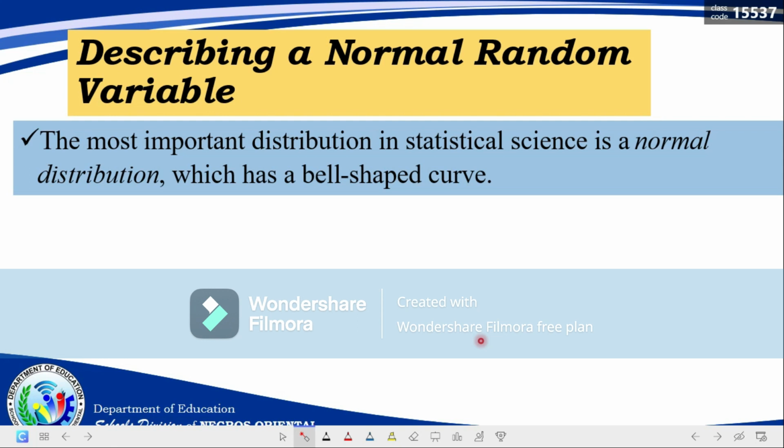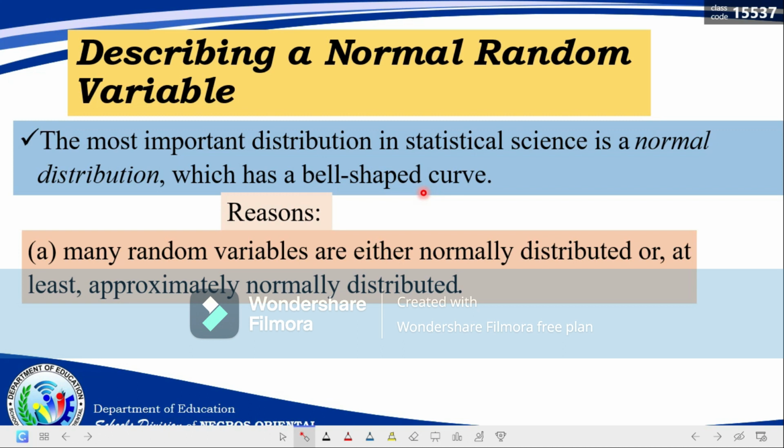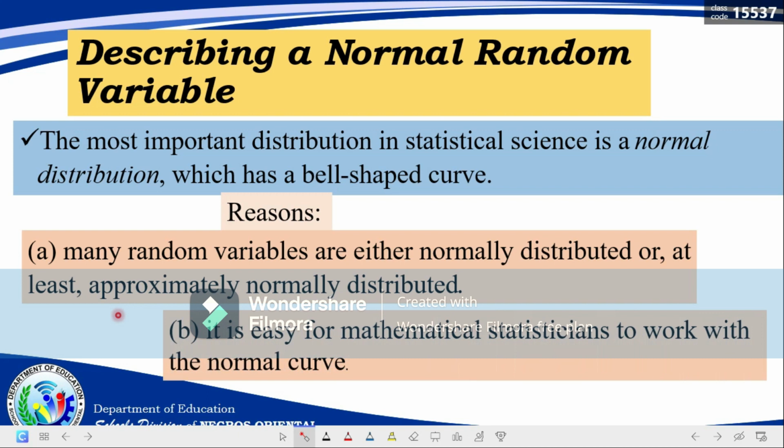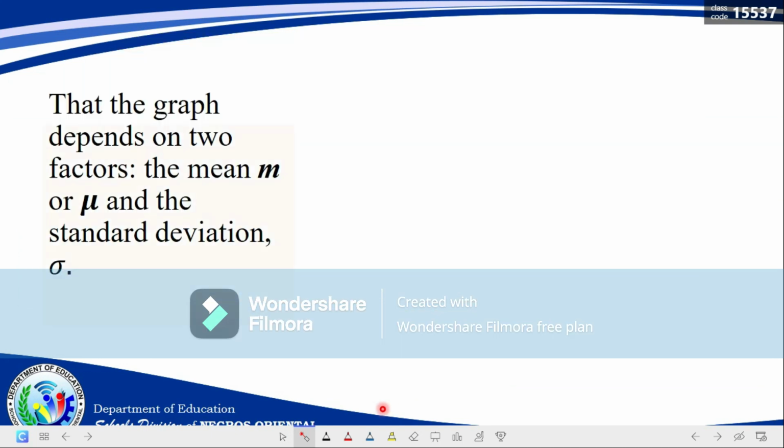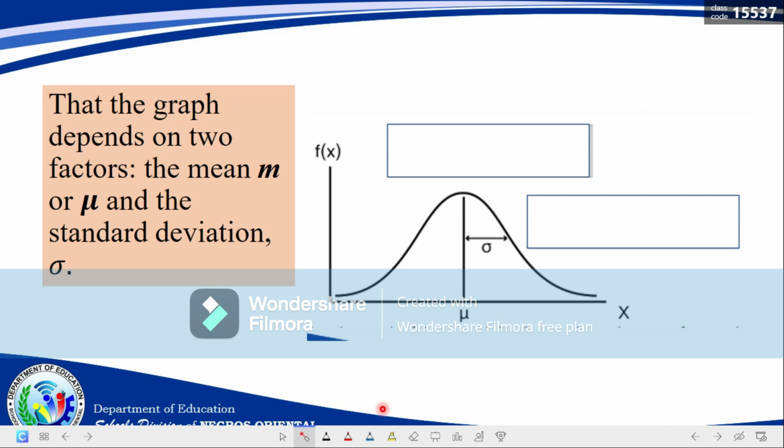So when we are going to describe a normal random variable, the most important distribution in statistical science is the normal distribution, which has a bell-shaped curve. We have the following reasons. For letter A, many random variables are either normally distributed or at least approximately normally distributed. For letter B, it is easy for mathematical statisticians to work with the normal curve. Okay, take a look at this one.